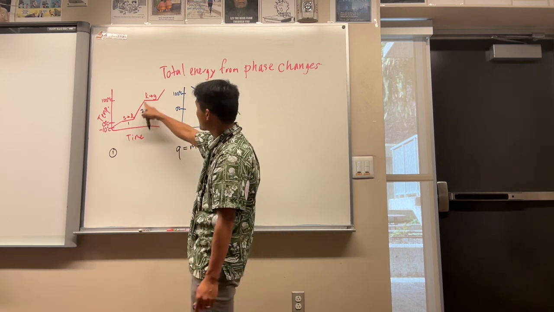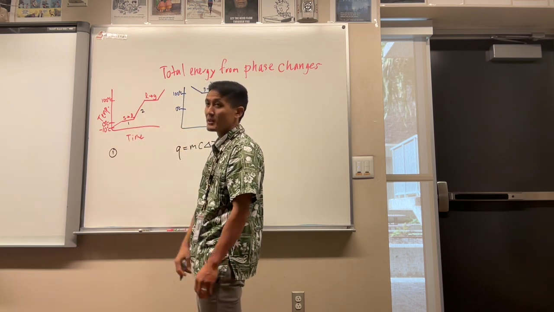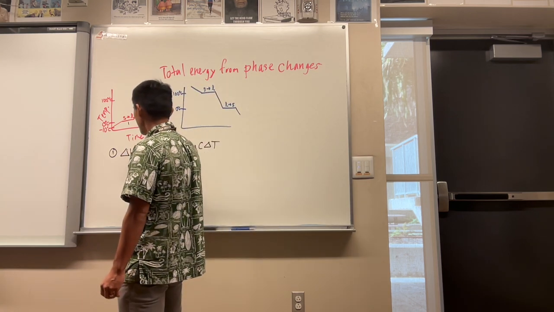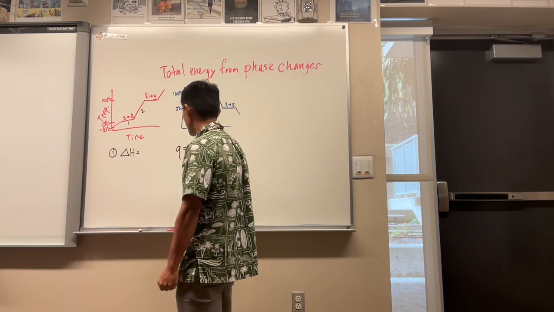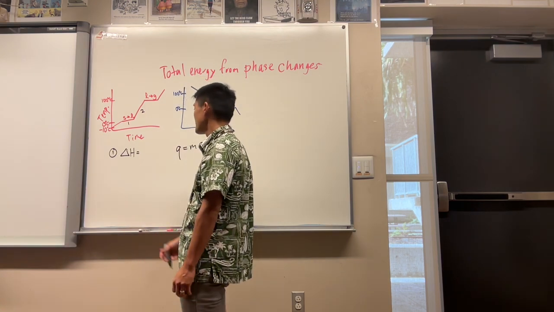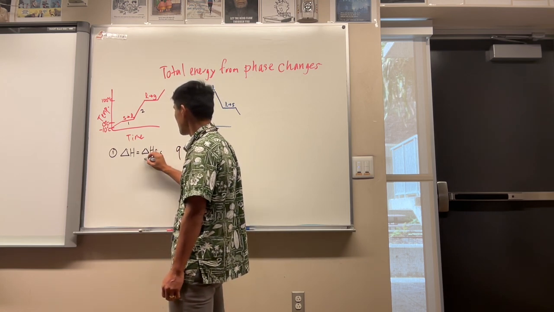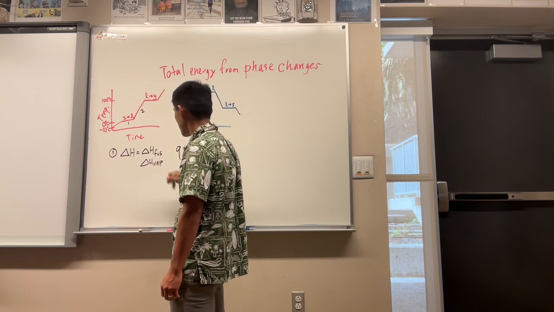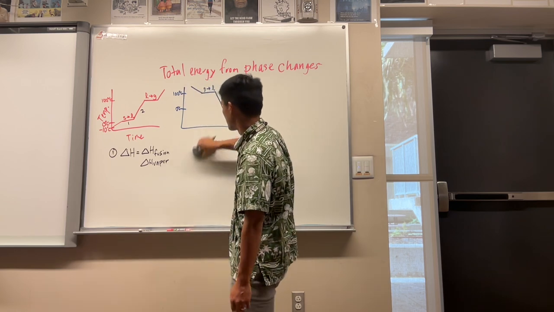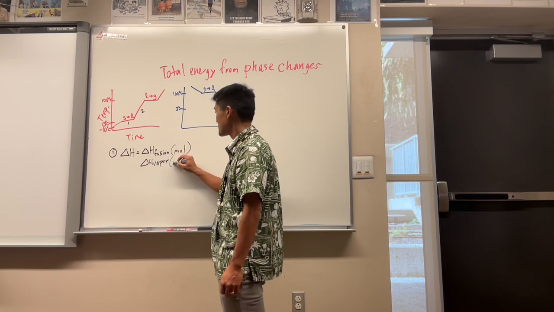I can use this whenever there's a slope, like for step 2, but I cannot use this for step 1. There's a different equation we use. So write down this equation. Delta H, what we call enthalpy, or heat energy, is equal to delta H fusion, or it could also be delta H vaporization, times moles.